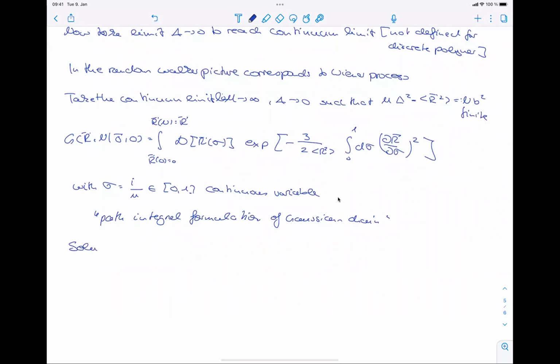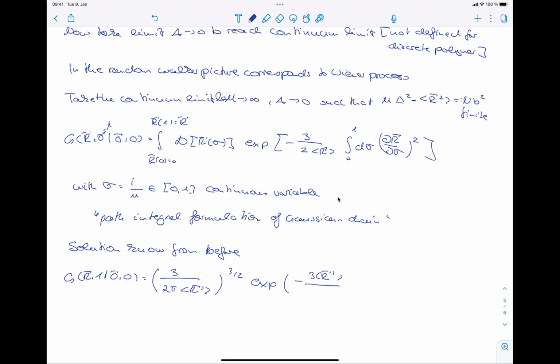And so the solution we know from before. We know that G of R, and sorry, now this doesn't depend on N anymore, but actually on sigma, that I set to be 1. And so here, this is R of sigma equal 1. That makes sense. R1 given 0 at 0. This is, again, the Gaussian.